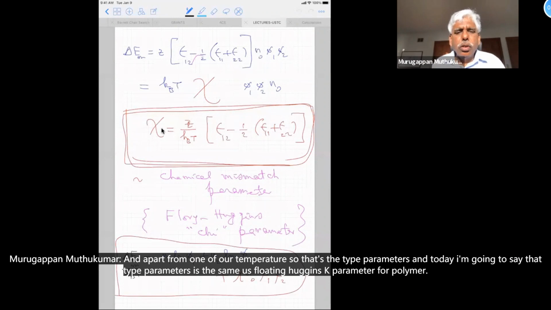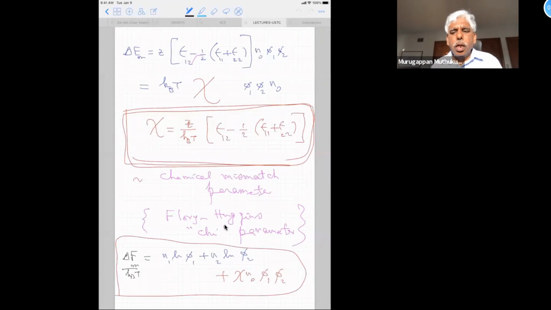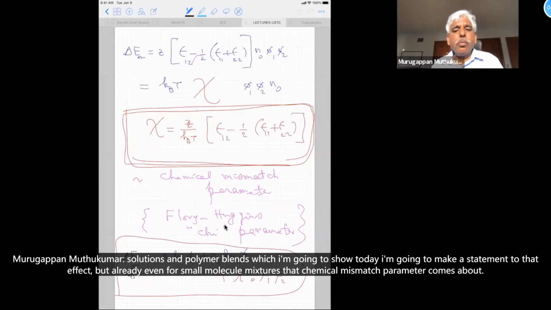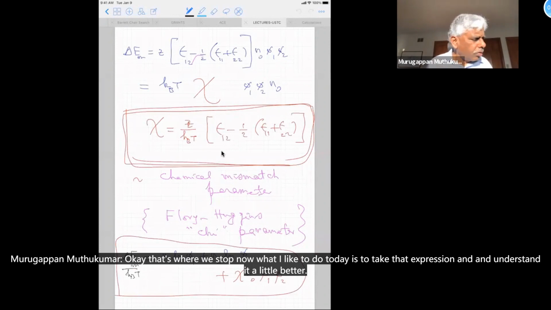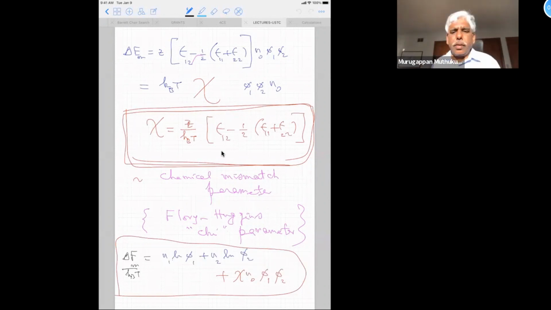And today I'm going to say that this chi parameter is the same as the Flory-Huggins chi parameter for polymer solutions and polymer blends, which I'm going to show today. But already, even for small molecular mixtures, that chemical mismatch parameter comes about. Okay, that's where we stopped. Now, what I'd like to do today is to take that expression and understand it a little better.